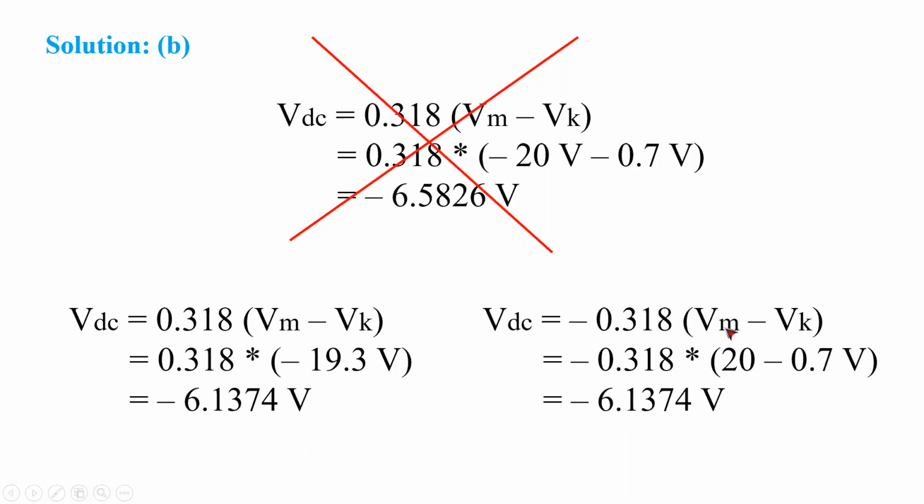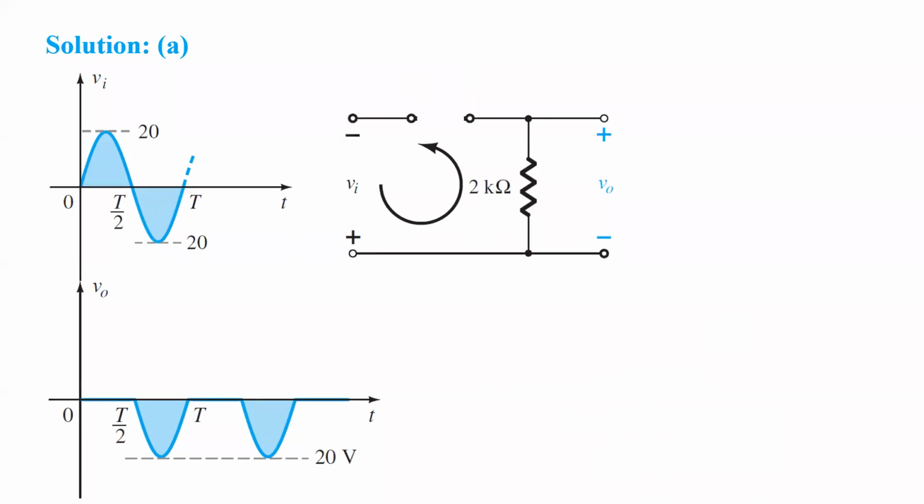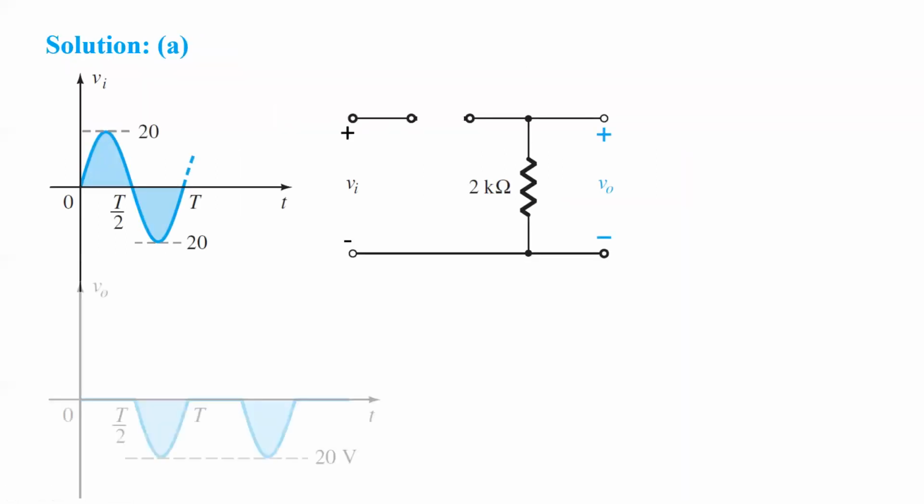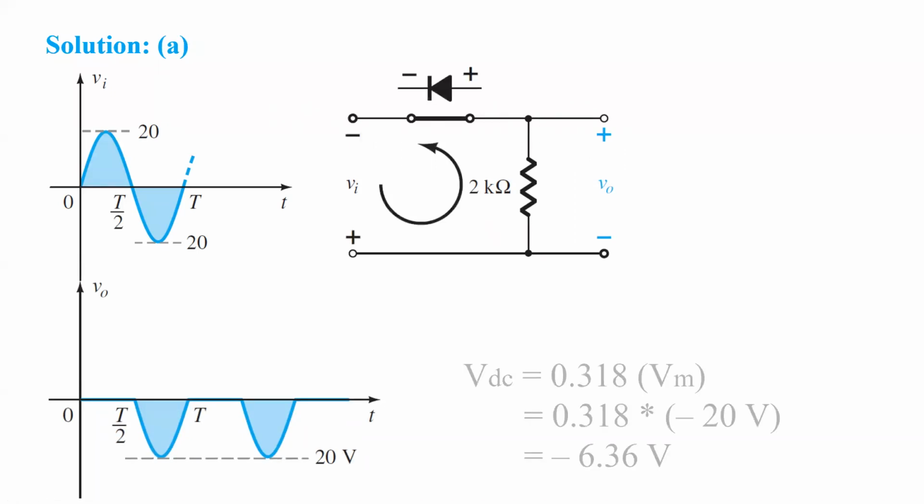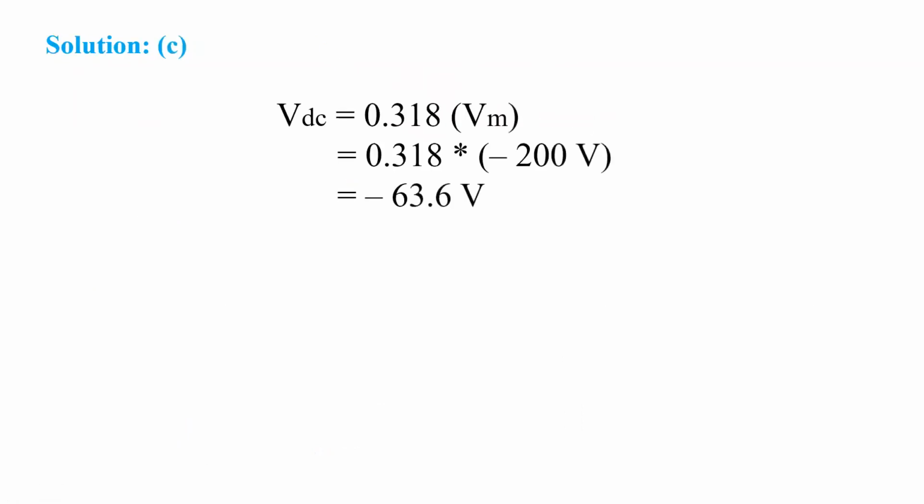Okay, you use this. Now for part C, what is your part C? Part C is repeat part A and B if VM is increased to 200 volt. Now this value is 20 volt. So we will do the part for 200 volt. Part C. So again, for ideal diode, for part A, we are repeating part A.